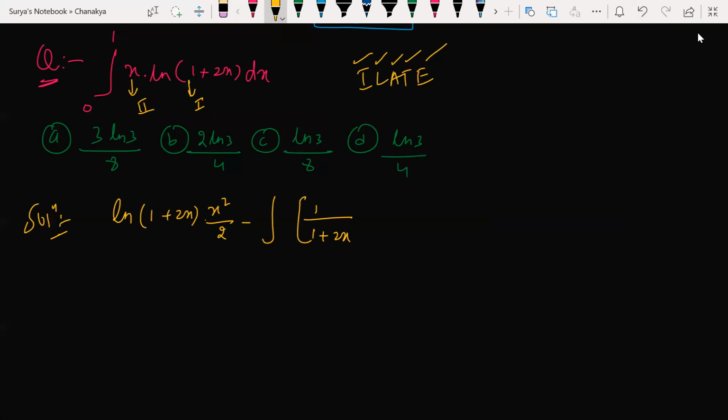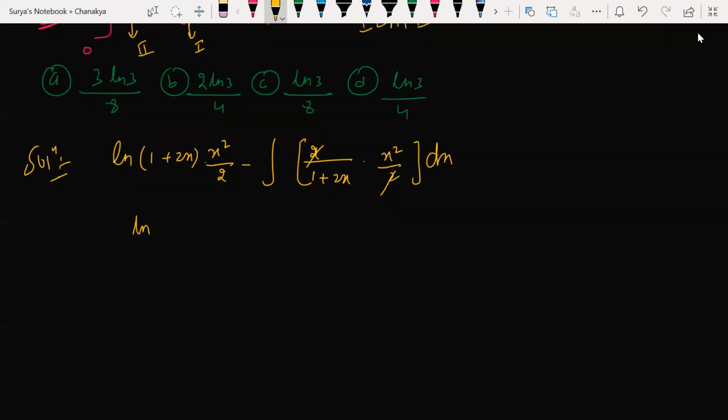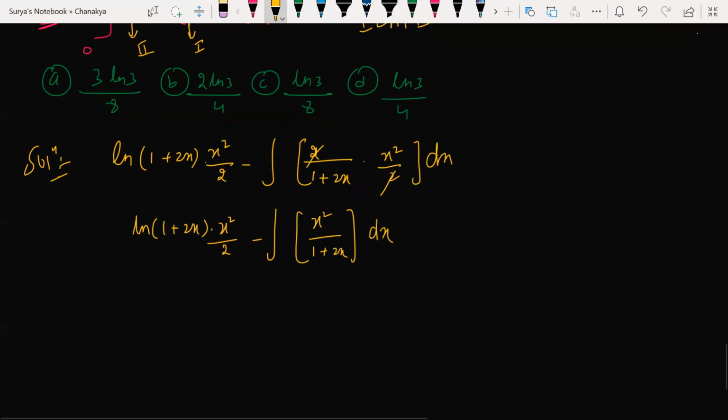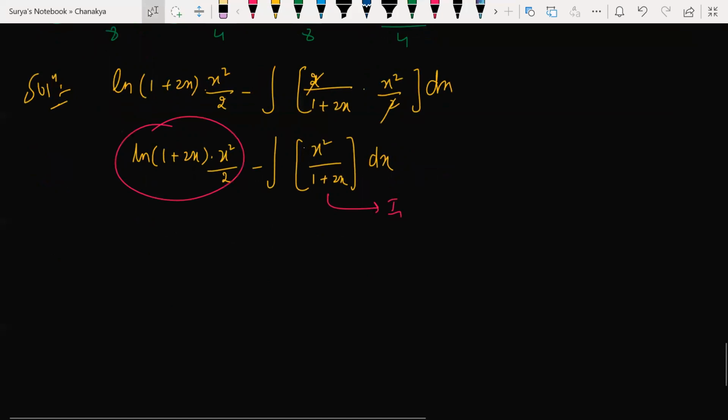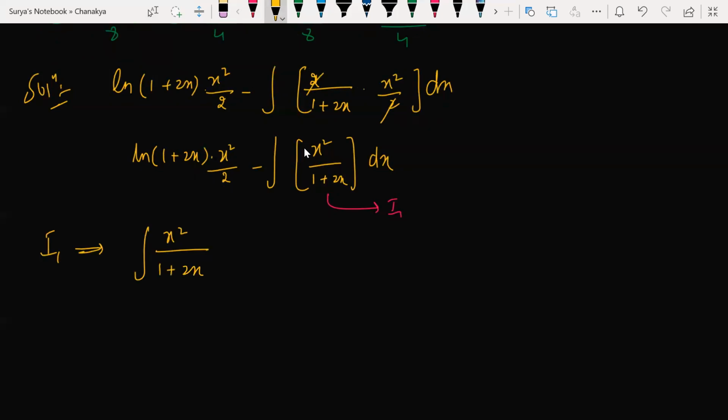And for the inner function, d by dx of 2x is 2, into integral of x, which is x square by 2, into dx. 2 will get cancelled. Ln of 1 plus 2x into x square by 2, minus integral of x square by 1 plus 2x into dx. Let us consider this as integral number 1 and solve that. This is pretty simple actually, but solving this I1 is kind of challenging. So what is I1? Integral x square by 1 plus 2x into dx.